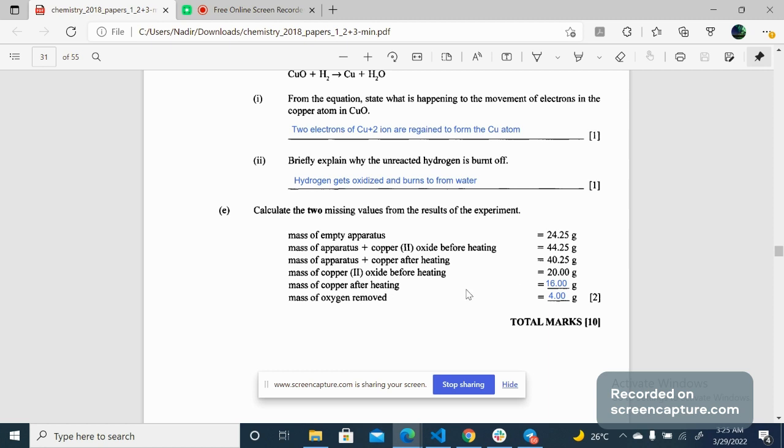So before heating, the mass minus the apparatus was 20 grams. Now we have to write the mass of copper after heating. Because the system mass before heating was 44.25 grams, and the system mass after heating is 40.25 grams, this is a difference of 4. I mean, oh wait, this is the answer of the last one.